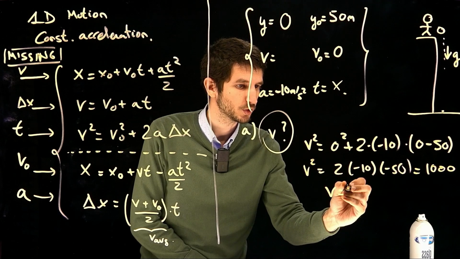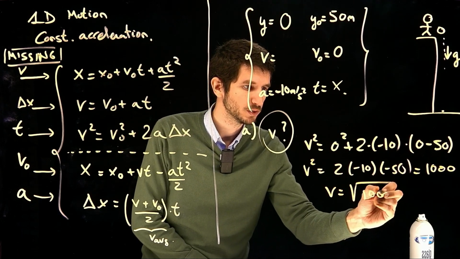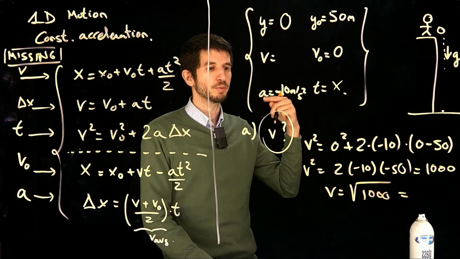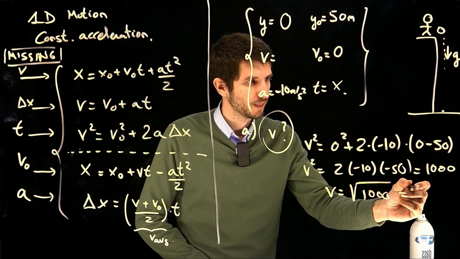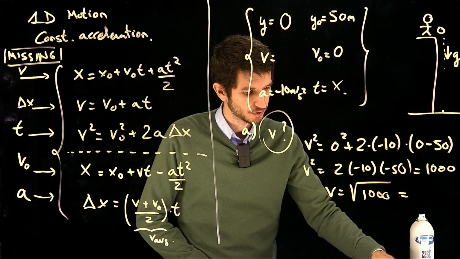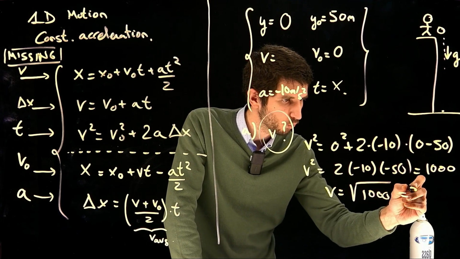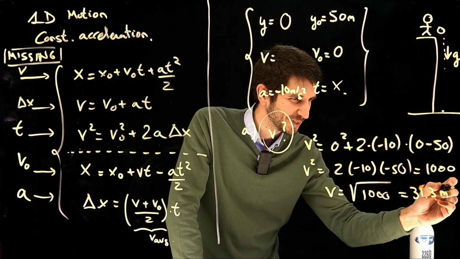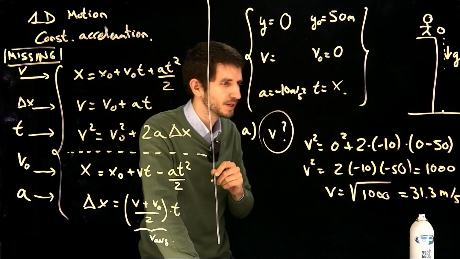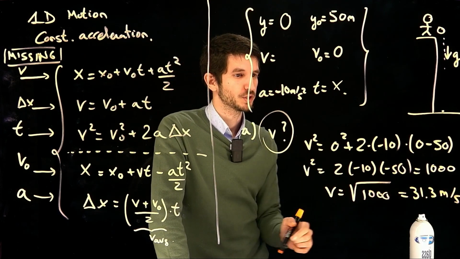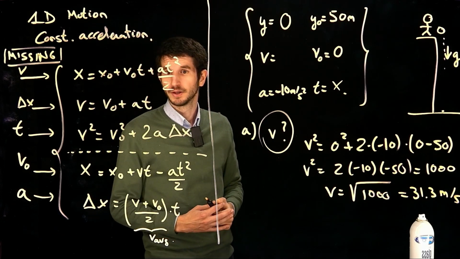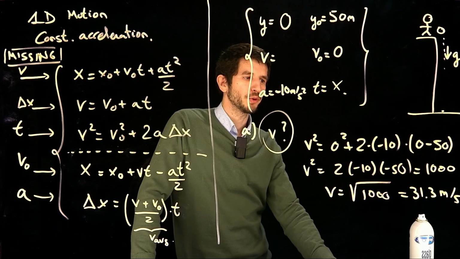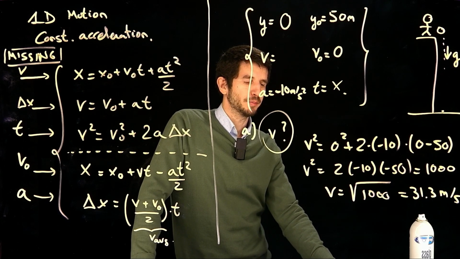Therefore, velocity is going to be the square root of 1000. Square root is which number multiplied by itself gives you 1000, and that of course it's going to be about 31.3 meters per second. So now we have the velocity when it reaches the ground, which is 31.3 meters per second.